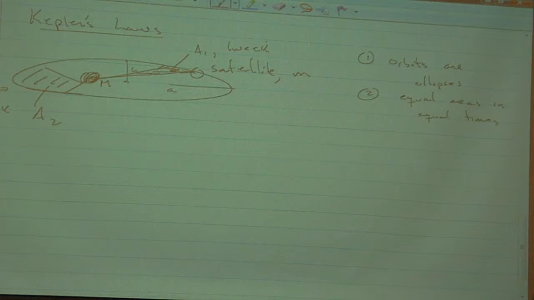So if my satellite travels for 1 week that way, it'll sweep out a certain amount of area. When it gets closer, it'll go faster. It'll sweep out the same amount of area. And we'll prove that in a few minutes. And 3, that the period squared is proportional to A cubed. So T being the period, or 1 year in the case of the Earth. Right? Don't be the student who comes and asks me what's the period of the Earth's orbit on the test.